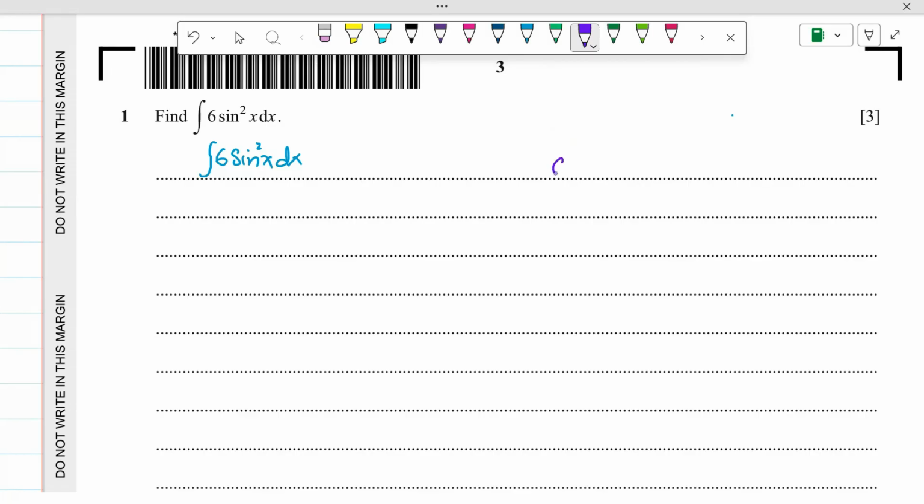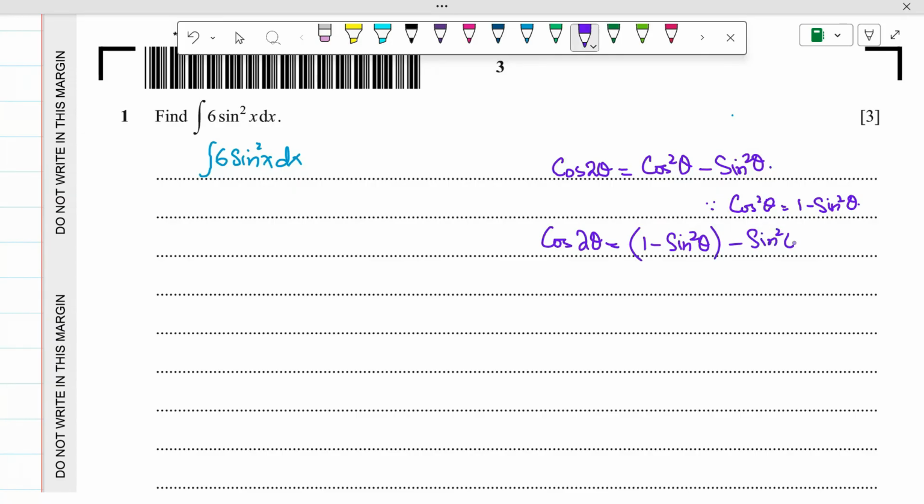We know that cos 2 theta is equal to cos squared theta minus sin squared theta. And cos squared theta is equal to 1 minus sin squared theta. So we will have cos 2 theta equal to 1 minus sin squared theta minus sin squared theta. So this is equal to 1 minus 2 sin squared theta, which is equal to cos 2 theta.